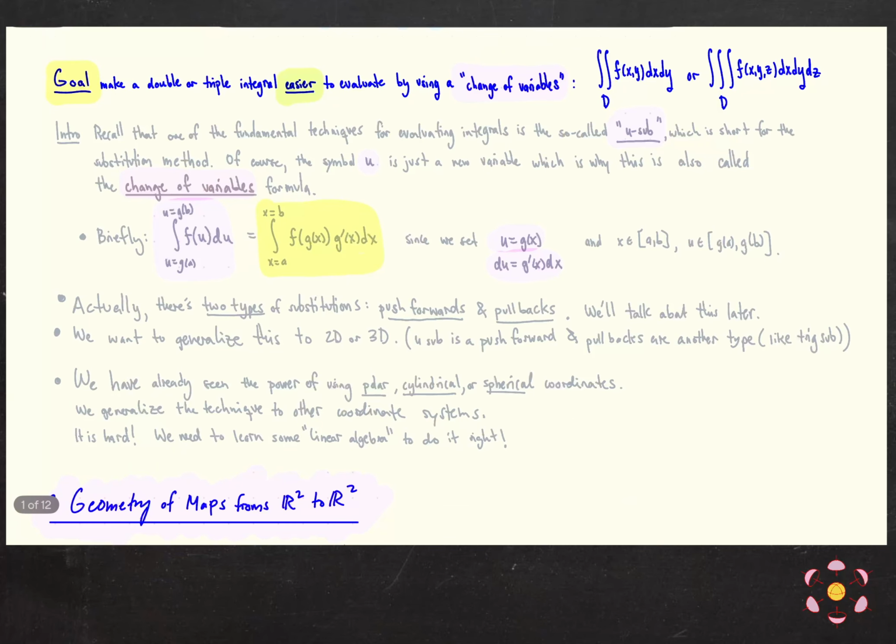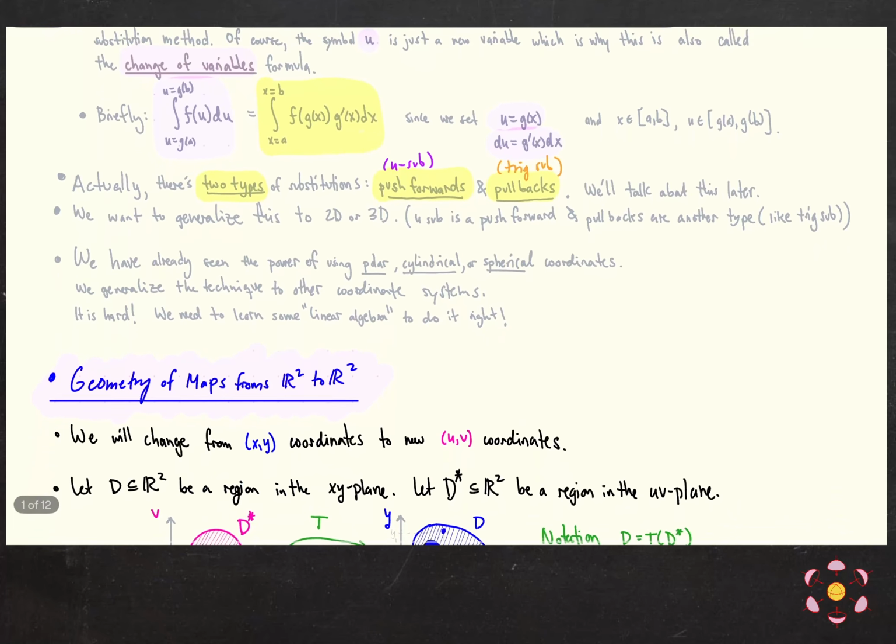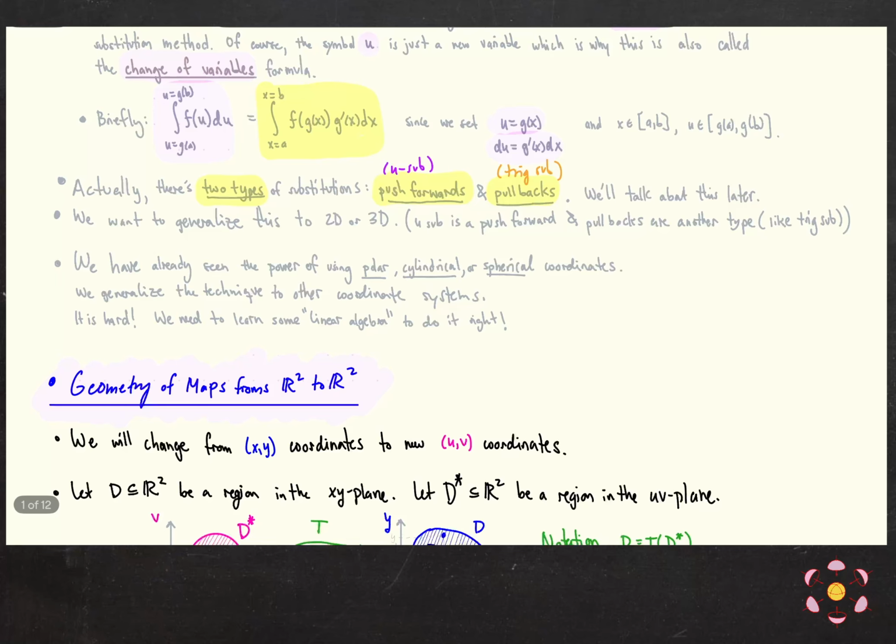Okay, so there's kind of two types of substitutions that we can encounter here. The U substitution goes by the name of a push forward, and there's another type of substitution called a pullback. So if you remember, U sub looks very different than trig sub. Usually push forwards, think of these as the U substitution, and then pullbacks, think of these as trig substitutions. Okay, we'll talk about this kind of formalism at the very end, but the idea is we'd like to generalize U sub to higher dimensions.